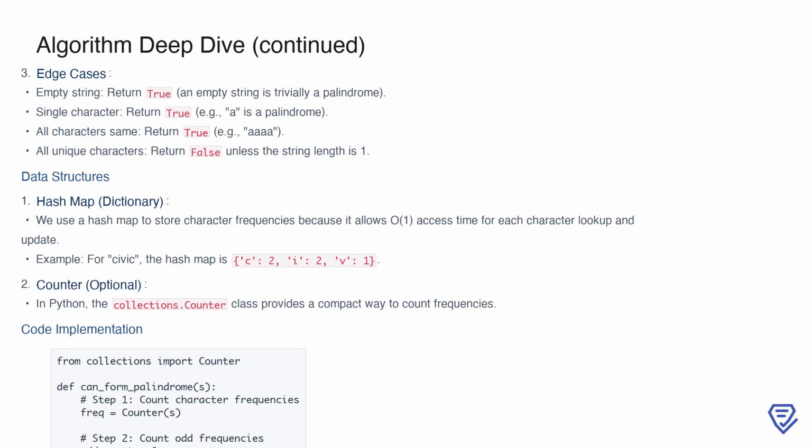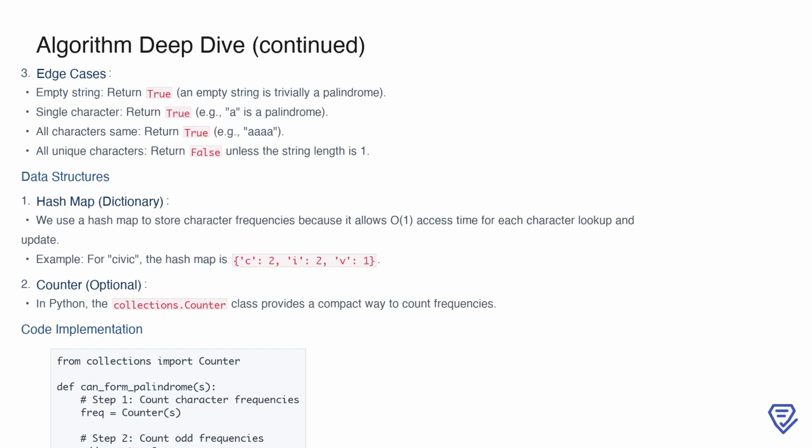We also need to handle specific edge cases to ensure the algorithm is robust. For example, an empty string should return true because it is trivially a palindrome. A single character string, like "a", should also return true. Strings where all characters are identical, such as "AAAA", are guaranteed palindromes. However, strings with all unique characters, like "ABCD", cannot form a palindrome unless the length is exactly 1.